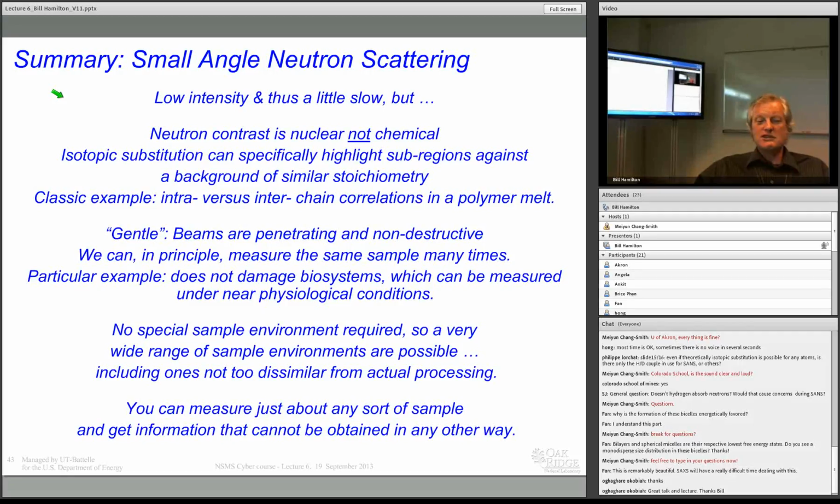And you can measure just about any sort of sample which has a length scale of the order of a few angstroms to a few thousand angstroms. Or if you go to those last techniques, I measured a few tens of thousands of angstroms. And you can get information that you can't get in any other way. And I'll stop preaching to you now and accept any final questions.